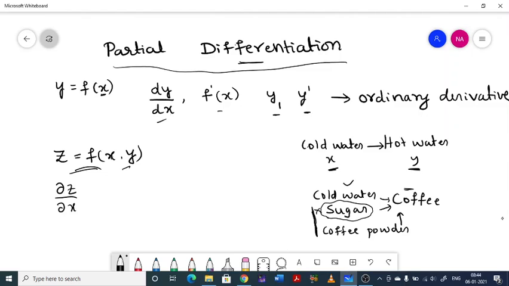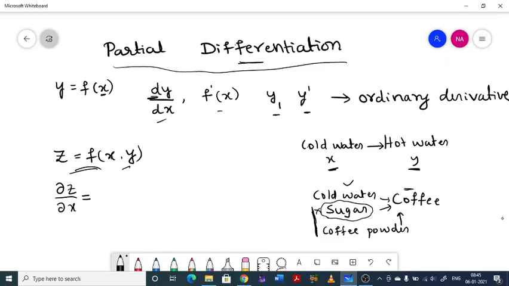Whenever you have only one independent variable, we use this d. Whenever you have two independent variables, we use dou. If you have three independent variables, then what is the notation? Then also same, you have to use dou. So with only one independent variable, you use d. With two or more than two independent variables, you use dou. So dou z by dou x.